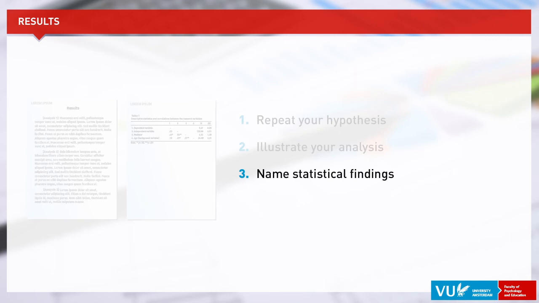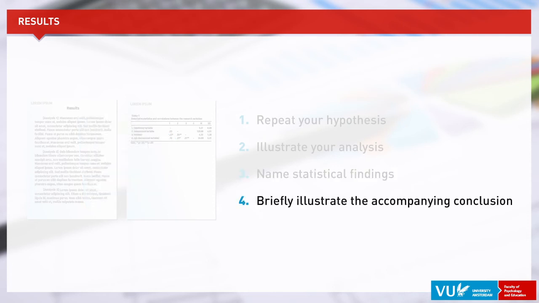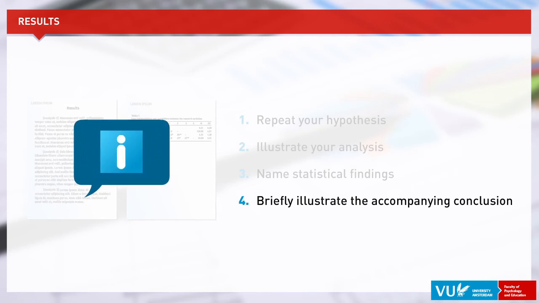3. Name statistical findings. Write down the results of the analysis. Also report the non-significant results, as those may be important for your discussion. 4. Briefly illustrate the accompanying conclusion. Beware that you only give a short interpretation of the results, and don't place the results in a wider context just yet. This should be done in the discussion.